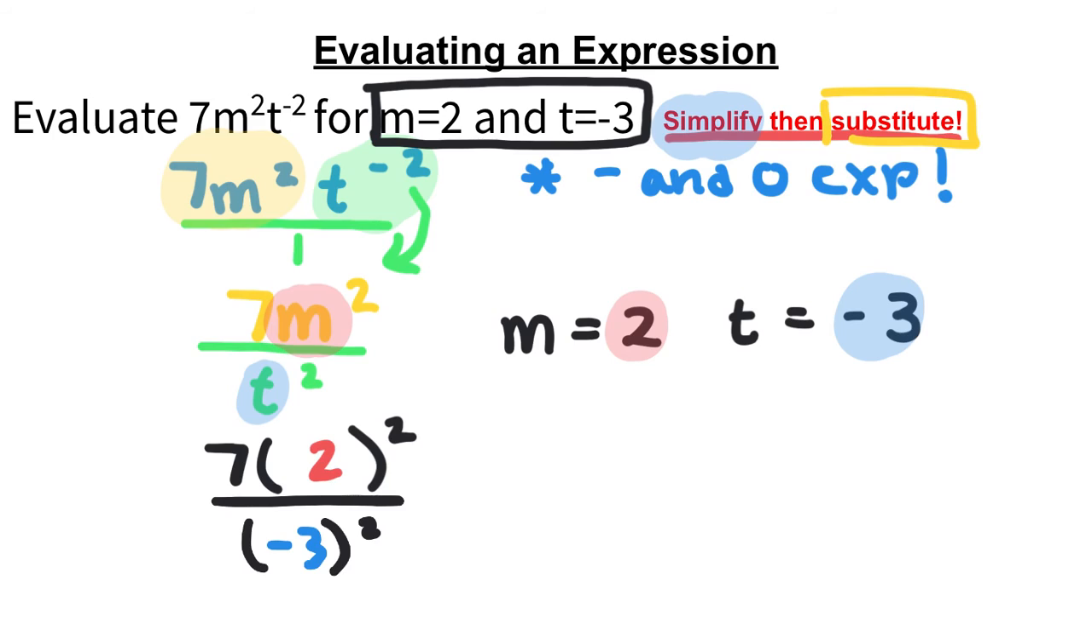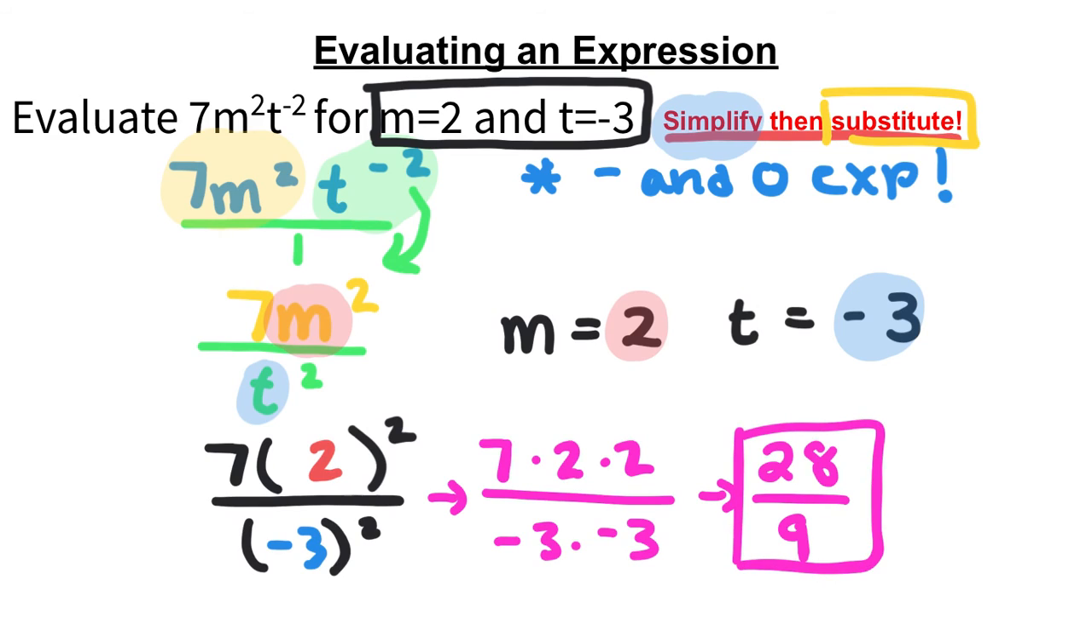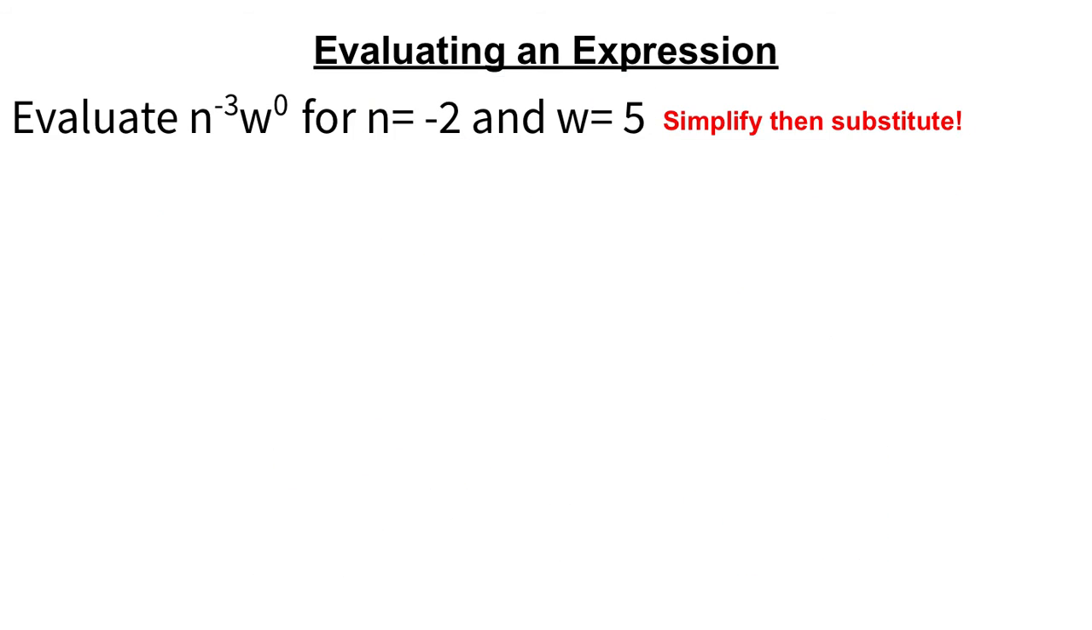Now, if I simplify this, we know by using our rules that when we're squaring, we're really multiplying it by itself. So this becomes 7 times 2 times 2, and the bottom becomes negative 3 times negative 3. Now 7 times 2 times 2 gives me a value of 28. Negative 3 times negative 3 gives me a value of 9. And we have to check to see if 28 over 9 simplifies, and it doesn't, so this becomes our final answer.